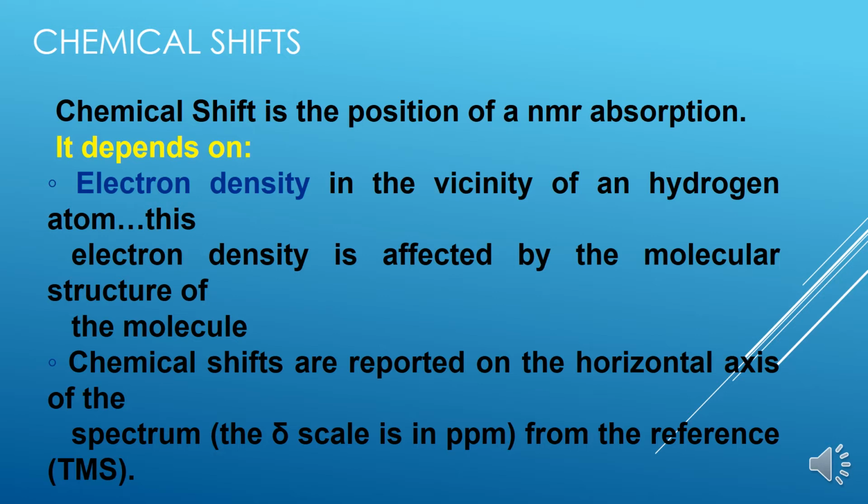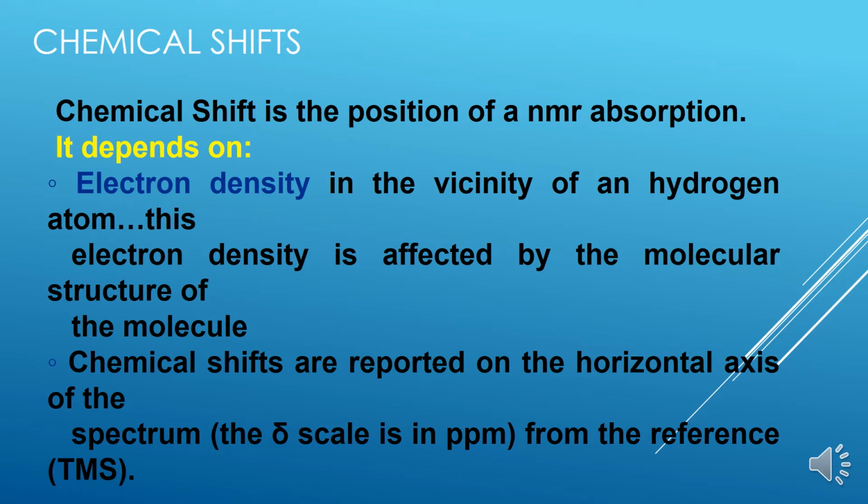This chemical shift depends on electron density. Remember, the electron density, the electron cloud in the vicinity of hydrogen atoms, will be affected by the molecular structure of the molecule. The more electron density in the vicinity, the more it will be shielded. If the electron densities in the vicinity of hydrogen are less, in such circumstances they are de-shielded. So this is the idea.